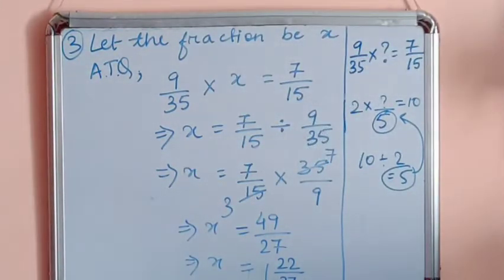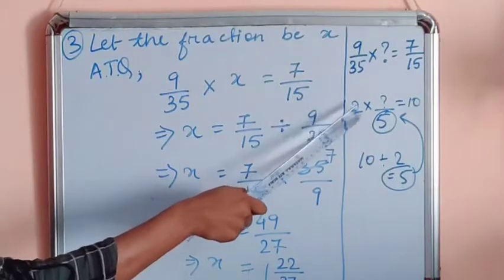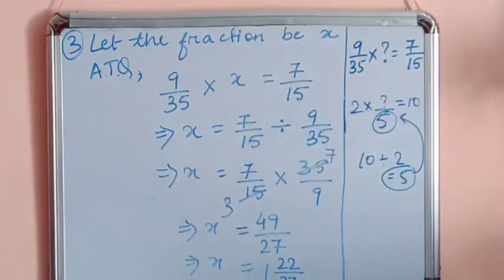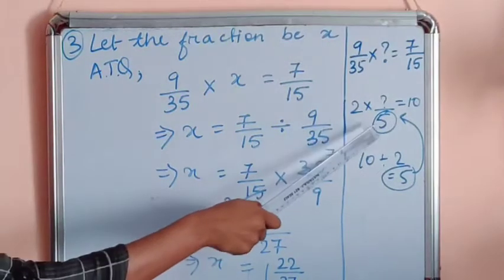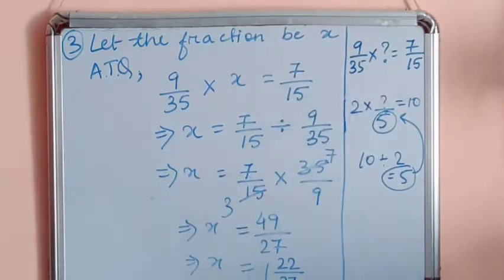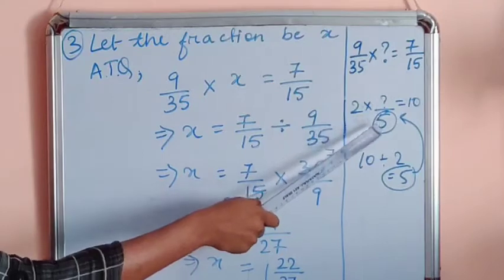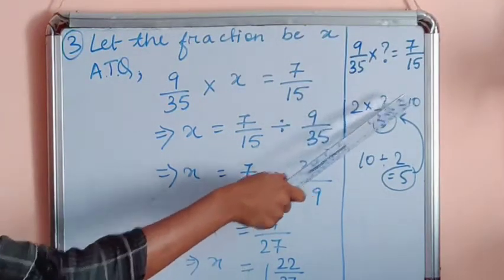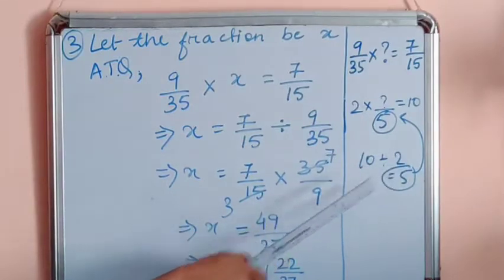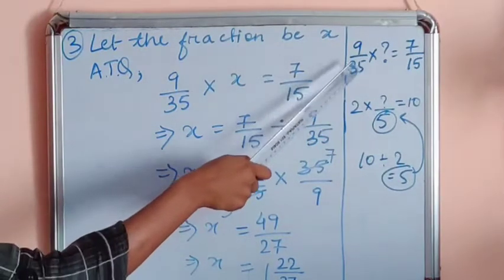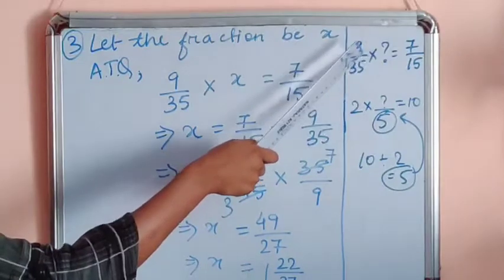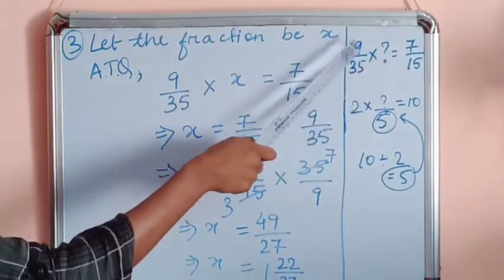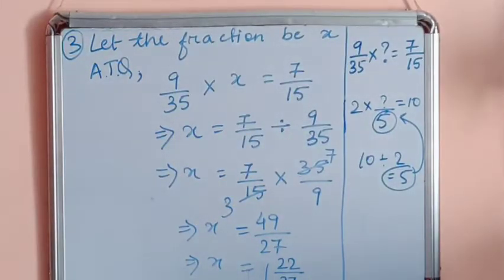Let us take an easy example. See, you have a number 2. What should be multiplied to 2 to get 10? We know the answer is 5 because 2 into 5 is 10. Now, how did we get this 5? We got this 5 by dividing these two. When we divide 10 by 2, we have the answer 5. So, in order to solve this also, we have to divide 7 by 15. We have to do 7 by 15 divided by 9 by 35.